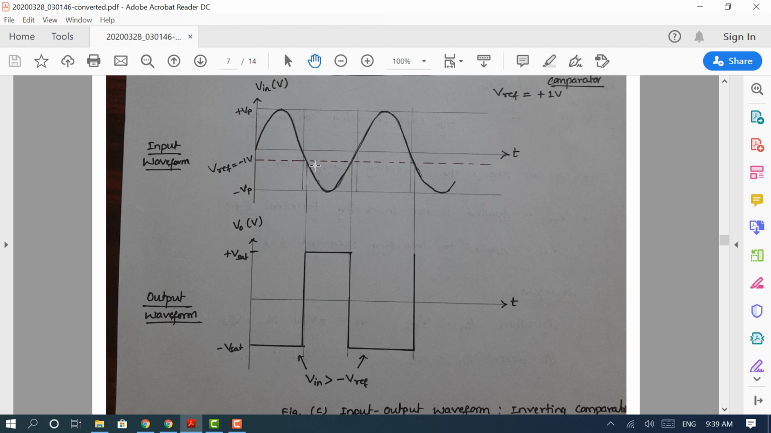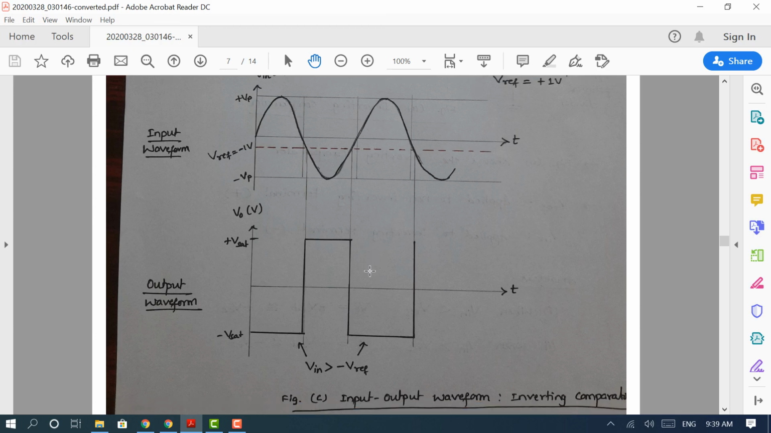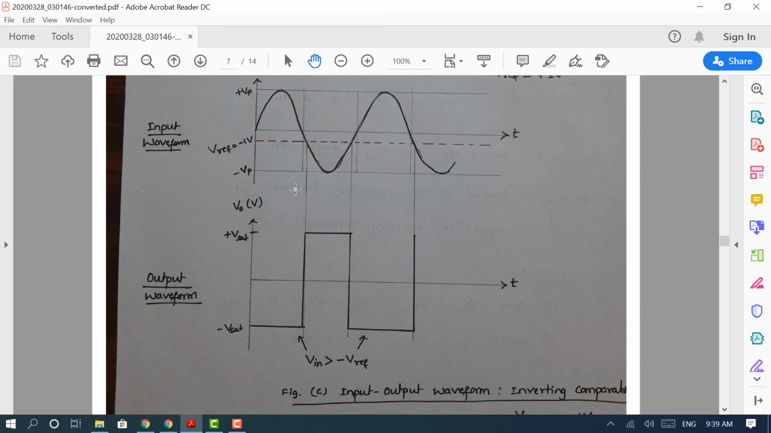When input is greater than the reference voltage, output remains at minus Vsat, and when the input falls less than the minus 1 volt, the output stays at positive saturation. Similarly, when the input crosses minus 1 volt, output stays at minus Vsat, which is equal to minus VEE. So these are the input-output waveforms for inverting comparator with negative reference voltage.